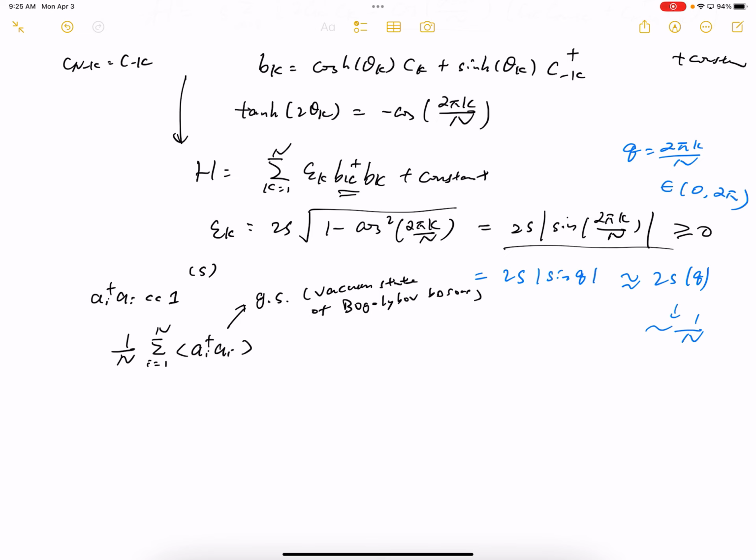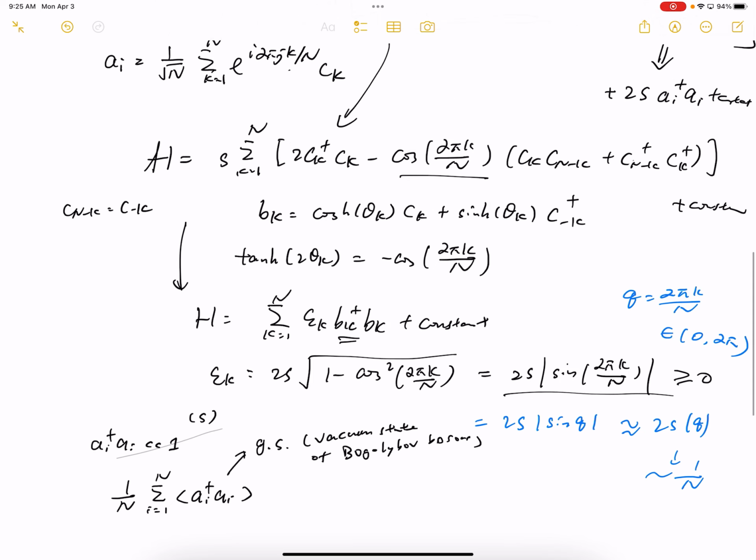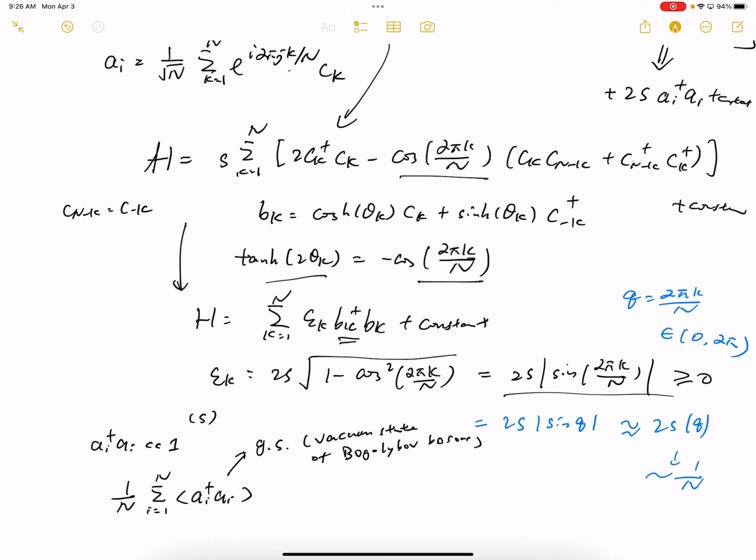The k equals 0 case is a little bit of trouble because in principle the energy is 0 and you can put as many particles as you want in the ground state. But it turns out that this zero momentum case, the k equals 0 case, is pathological. The reason is if you look at tanh 2 theta k and set this equal to 0, then you require tanh 2 theta k to be equal to -1. And that can never be achieved with a finite theta k.